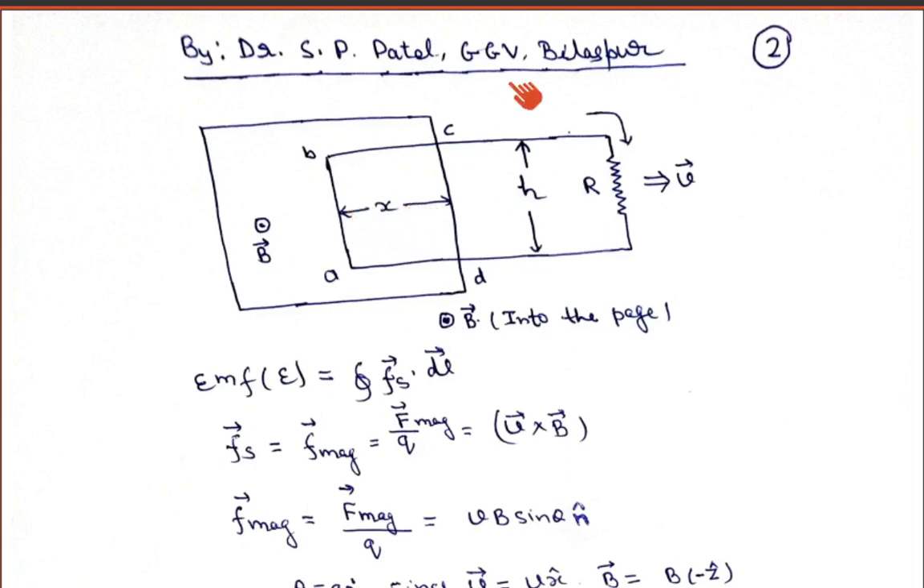So what is the source of force on the charges? This wire is a conductor, which means there are charges present on the wire. Because the wire is moving in a magnetic field, as we have learned previously, the force will be magnetic. So the source force of the EMF can be written as F magnetic upon Q, that is v cross B, where v is the velocity of the wire and B is the uniform magnetic field.